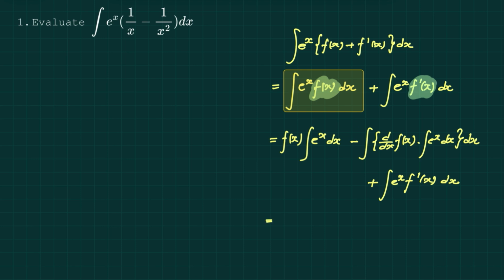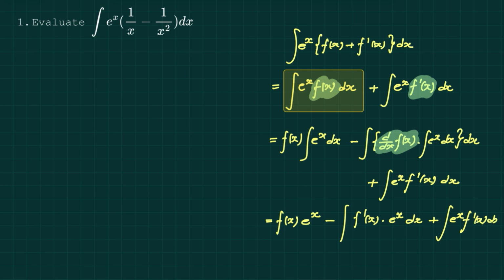So this equals f of x into integration of e to the power x, which is e to the power x, minus, here the derivative of f of x can be written as f dash of x, into integration of e to the power x, which is e to the power x dx, plus integration of e to the power x f dash of x dx. Now if you notice, these two terms are the same but opposite in sign. That means they will simplify to 0, and hence my final answer will only be e to the power x f of x.